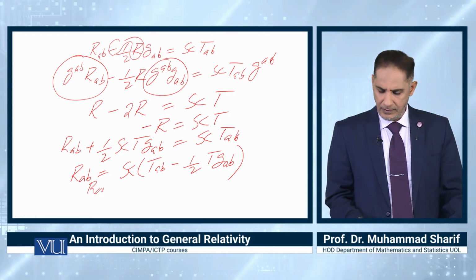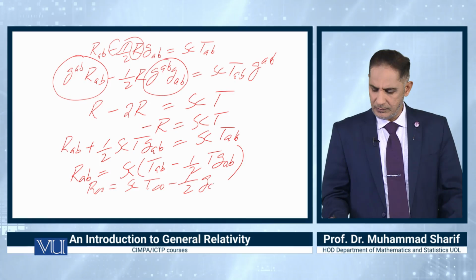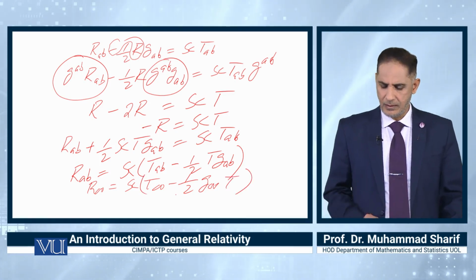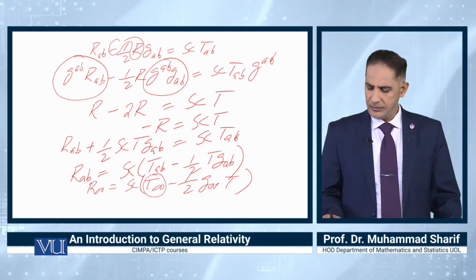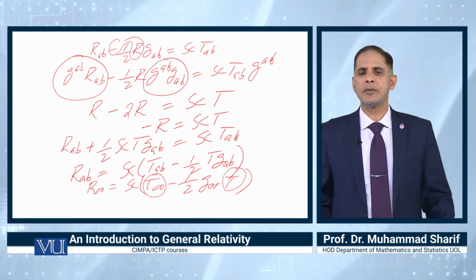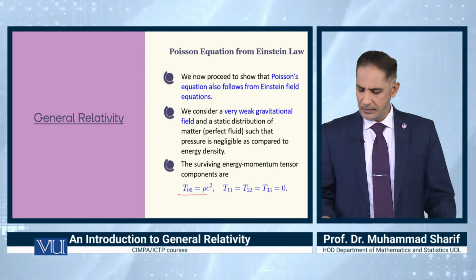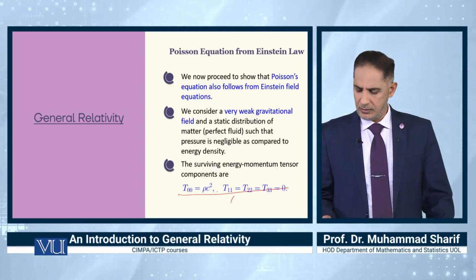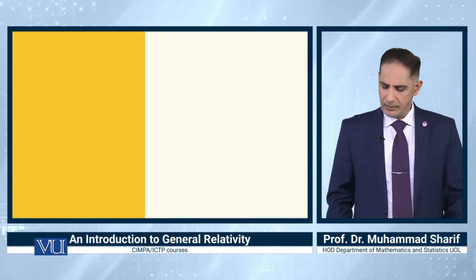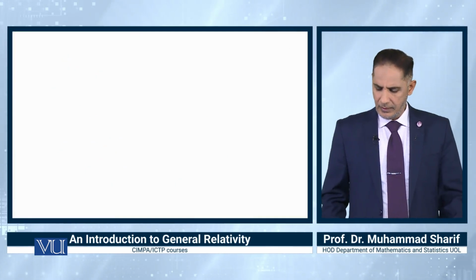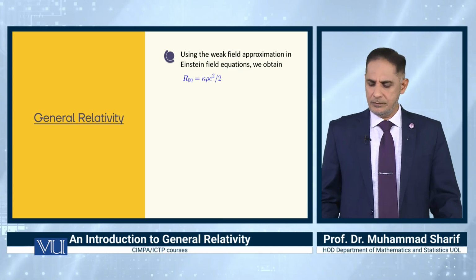Now, obviously, from here we can write down R00 is equal to kappa times T00 minus half G00 T. We have found already that T00 is rho c square. This is also rho c square because, as we have seen, only the T00 component is non-zero, so the trace will be just rho c square. So, inserting these values in this equation, we have the following form of R00.